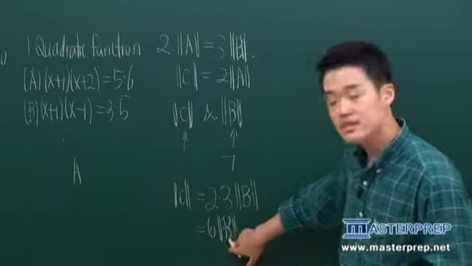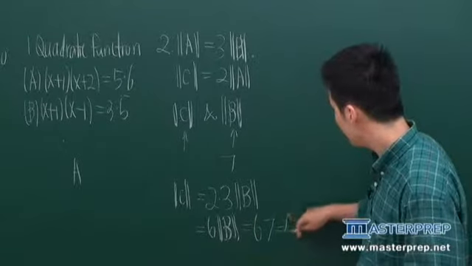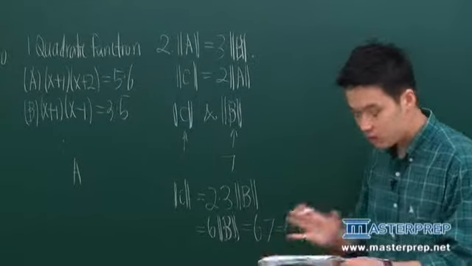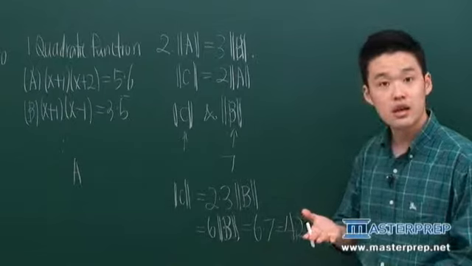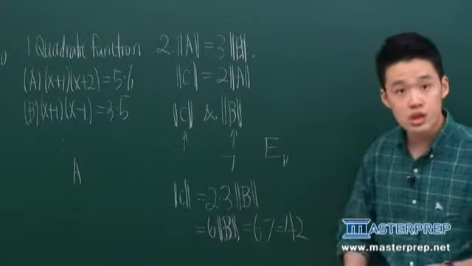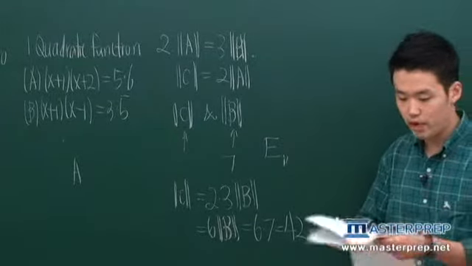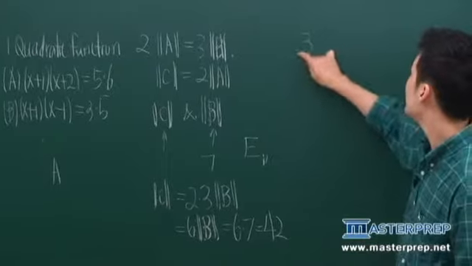So if B is 7, 6 times 7 is equal to 42. If you look at choice E, 42 is the answer. This is how you solve this question. Let's speed up a little bit. Let's look at number 3 then.